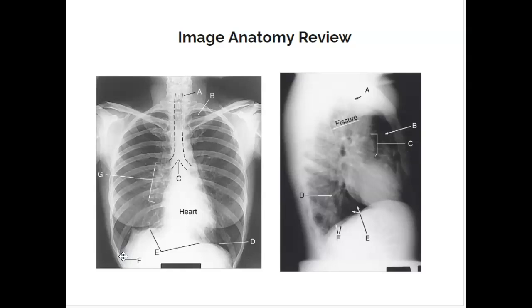The costophrenic angle refers to the extreme outermost corner of each lung where the diaphragm meets the ribs. So this is going to be a costophrenic angle, and this is going to be a costophrenic angle. The hilum is going to be the central area of each lung where the bronchi, blood vessels, lymph vessels, and the nerves enter and leave the lungs, which is going to be seen on this lateral image. It's that circle right here.